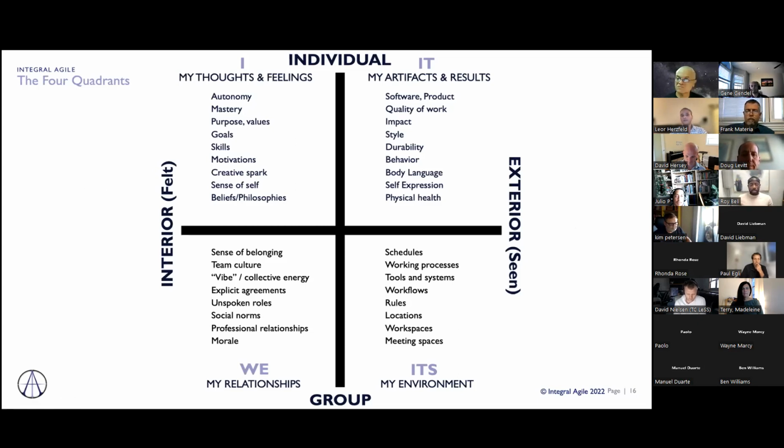So I have one question. For the upper right, it says artifacts and results, but I envision productivity and performance as well will be included in that box. Yes. Okay, perfect. Productivity or performance of an individual would be there, and the team would be on the lower right because we're pulling all that.